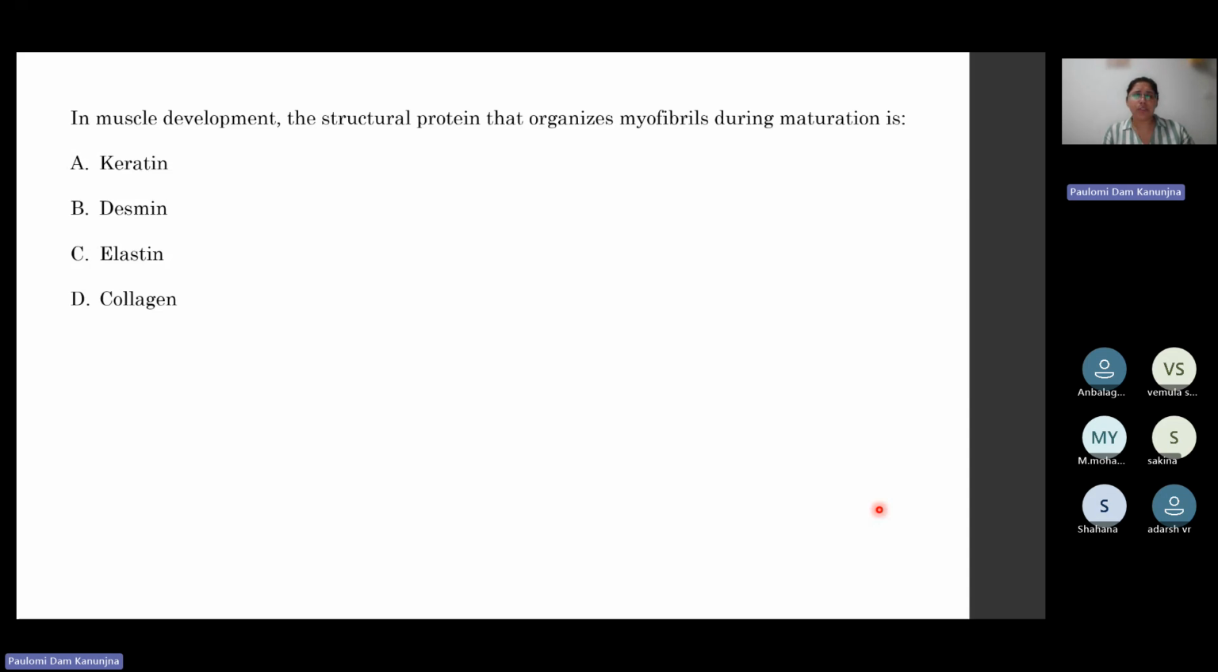I think that's the last one here. So in muscle development, which structural protein organizes these myofibrils? Basically, which protein takes part in this structural component of muscle units?